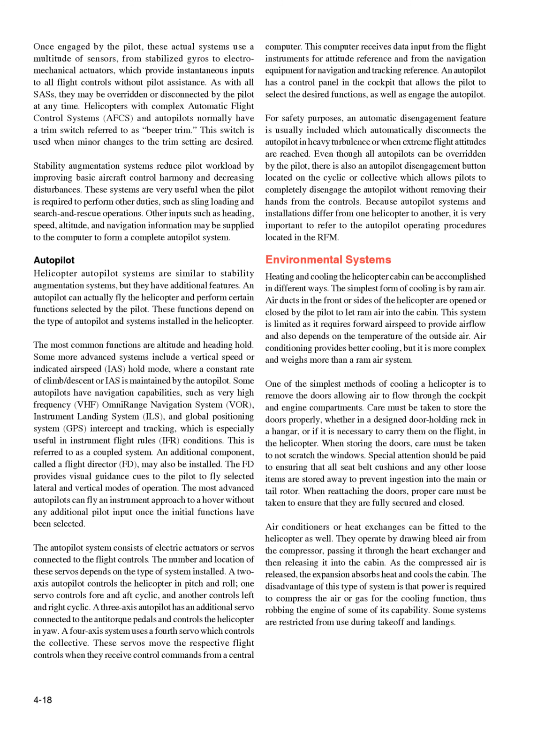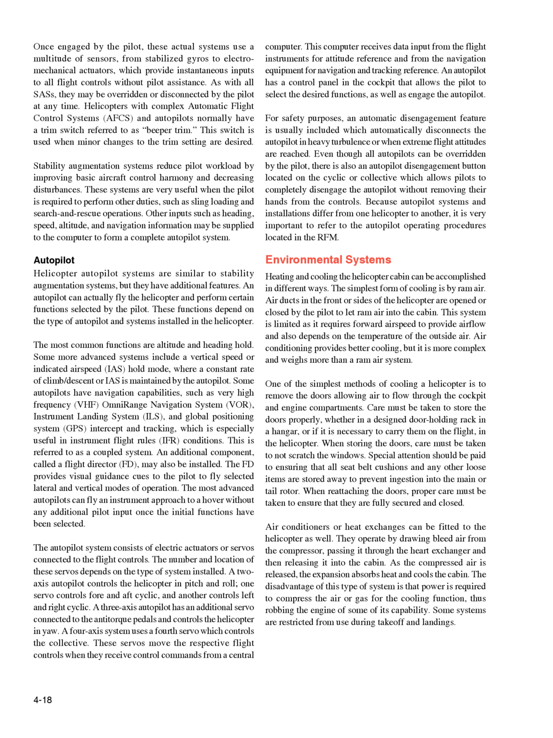Environmental systems heating and cooling the helicopter cabin can be accomplished in different ways. The simplest form of cooling is by ram air. Air ducts in the front or sides of the helicopter are opened or closed by the pilot to let ram air into the cabin. This system is limited as it requires forward airspeed to provide airflow and also depends on the temperature of the outside air.